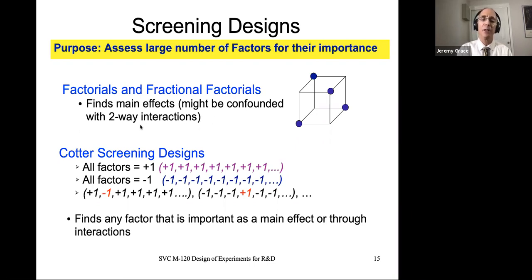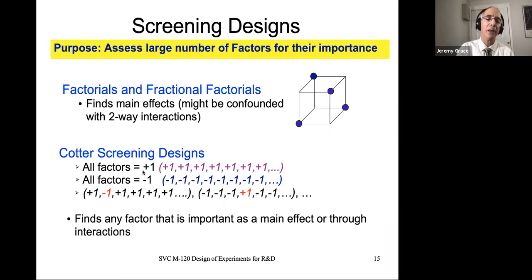And you can find, in the literature, a fractional factorial for any number of factors you care to study. And you'll find main effects which might be confounded with two-way interactions. And that's the warning. You might be confounding them. And in the literature, you'll find people sweep those two-way interactions under the rug when they're screening for factors. Sarah Cotter, on the other hand, came up with a screening design where she did not want to sweep those two-way interactions under the rug.